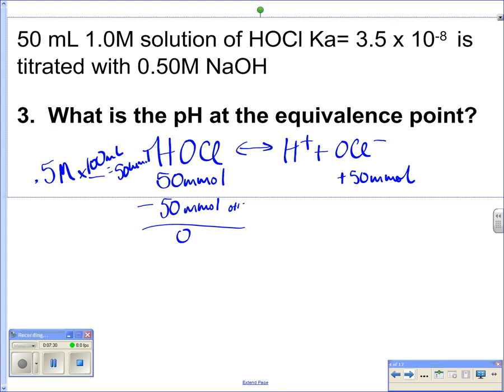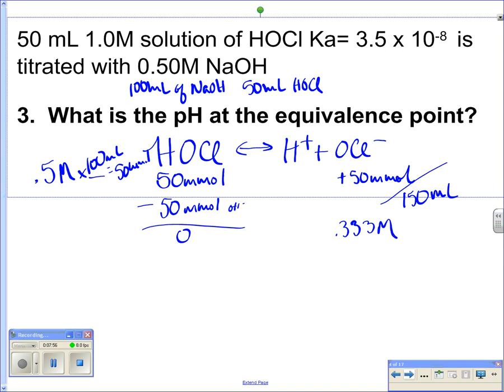So 100 mL of NaOH in my 50 mL of HOCl is going to neutralize it. So my total volume is 150 milliliters. So if I take 50 and divide by 150, I get 0.333 molarity. But I don't have any HOCl, so now it becomes basically a salt hydrolysis problem.